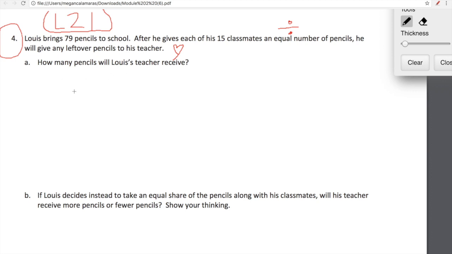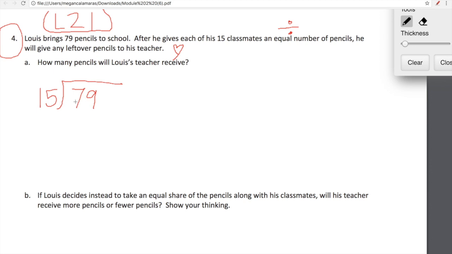Okay, so before we get to the gift giving, let's think about what he's doing with the pencils. Okay, so he has 79 pencils. Thank you, Ira. And then he is sharing those pencils equally with 15 classmates. So we have to figure out how many pencils he is giving to each of his classmates.